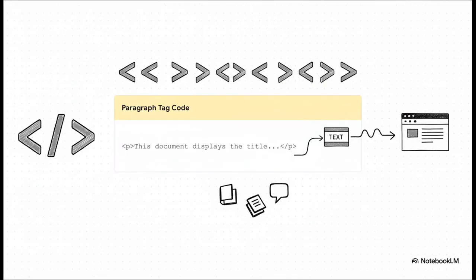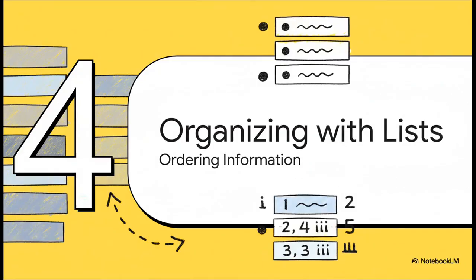Now, what about just regular text? For any old block of text, you're going to use the paragraph tag, P. Seriously, this is the bread and butter of writing content in HTML. You're going to be using this one constantly. But sometimes just a big wall of text isn't the best way to present information. What if you need more structure? Well, that's where lists come in, and they are fantastic for making things clear and easy to read.